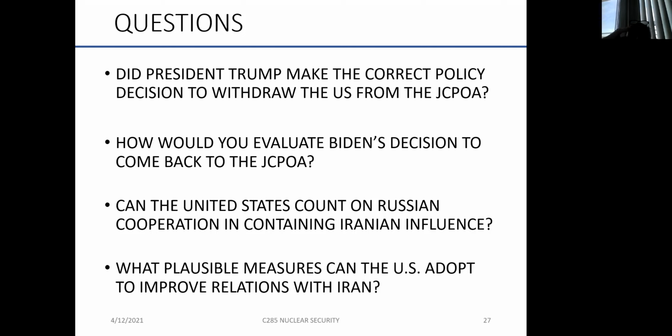So it's a dicey business. It's complex. You could see the arguments on both sides, for and against what Trump did to pull out, and for and against Biden's decision to try to get back in. In the meantime, we have these ongoing difficulties with the Russians, and now we have some new problems with the Russians in Ukraine. So how successful would the US be in getting Russian support to contain Iranian influence when the Russians are collaborating with Iran in Syria?